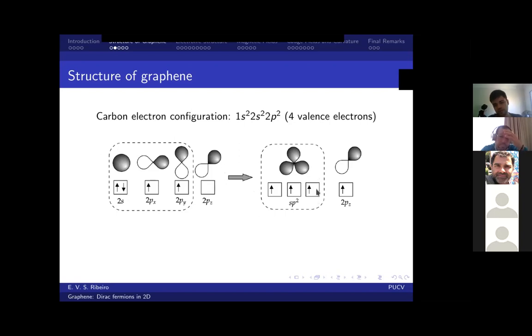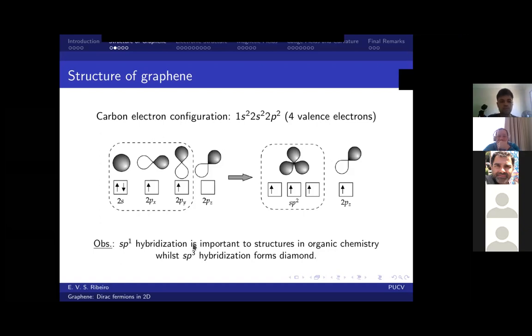In the case of graphene, there will be a hybridization between the s and p orbitals. We end up with orbitals called sp², which have 1 electron in each, and another orbital, the pz orbital, with 1 electron alone. One important thing to note is that this hybridization process is very important in structures formed by carbon. For example, sp¹ hybridization is important to structures in organic chemistry, whilst sp³ hybridization is what forms diamond. This is how the allotropes of carbon are made.